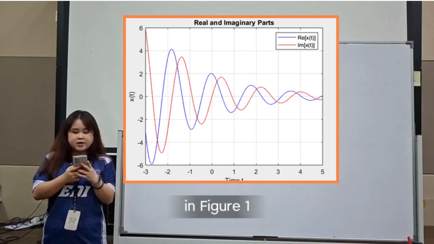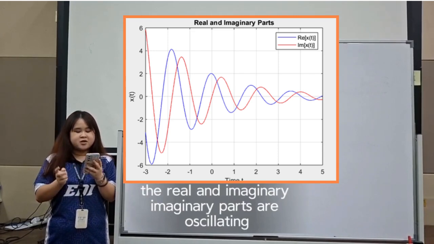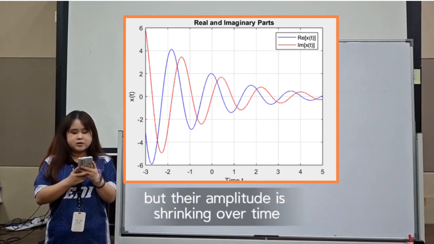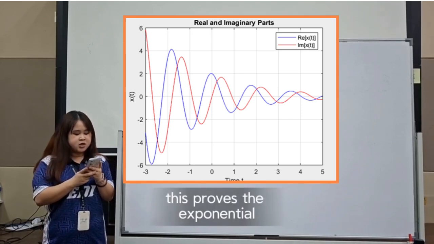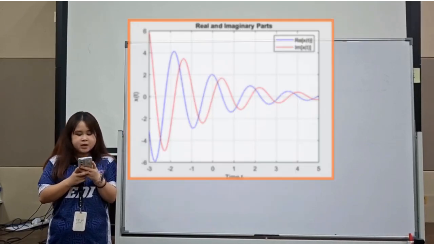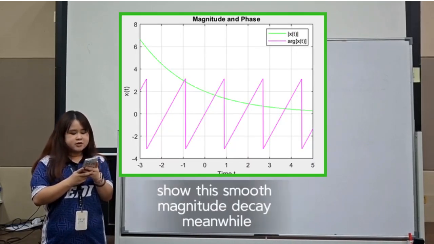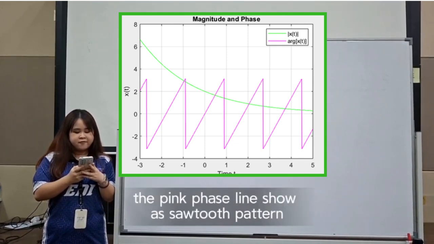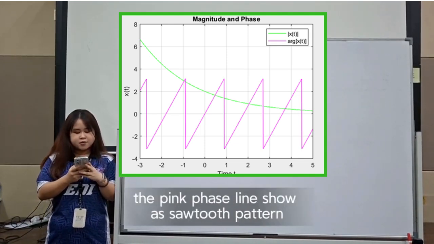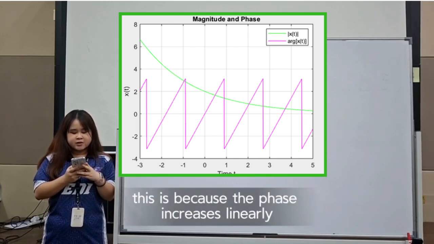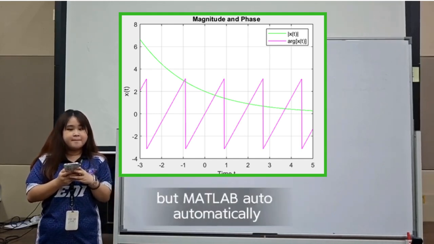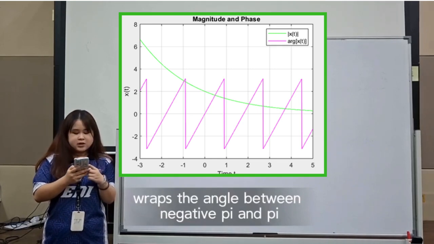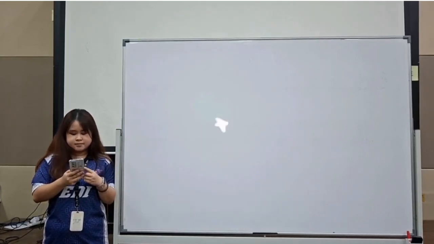In figure 1, the real and imaginary parts are oscillating, but their amplitudes shrink over time. This proves the exponential damping effect of our system. In figure 2, the green line shows this smooth magnitude decay. Meanwhile, the pink phase line shows a sawtooth pattern. This is because the phase increases linearly, but MATLAB automatically wraps the angle between negative pi and pi.